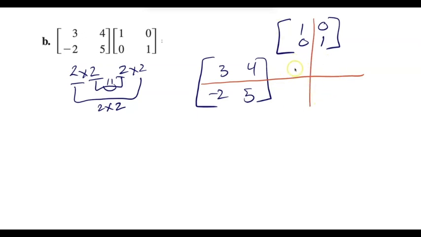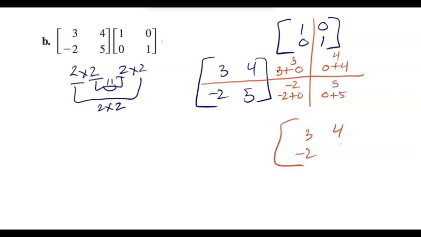So if I want this entry right here, it's going to be this row times this column. 3 times 1 is 3, plus 4 times 0, which is 0. So just 3. You go on to this one. 3 times 0 is 0, plus 4. This one down here, -2 times 1 is -2, plus 0. And then the one right here, this row times this column, 0 plus 5. We get 3, 4, -2, 5.